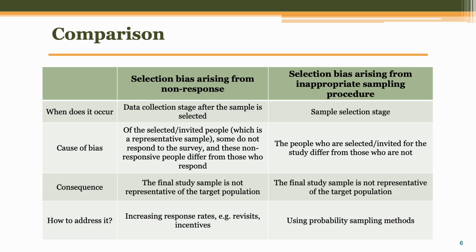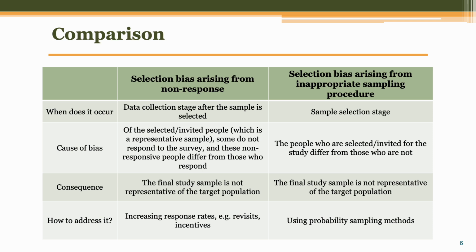While the selection bias discussed in this module arises from non-response and occurs during the data collection stage after the sample is selected, this bias occurs because some of the selected or invited people, which is a representative sample, do not respond to the survey, and these non-respondents differ from those who respond. Both types of selection bias will result in a final study sample that is not representative of the target population.